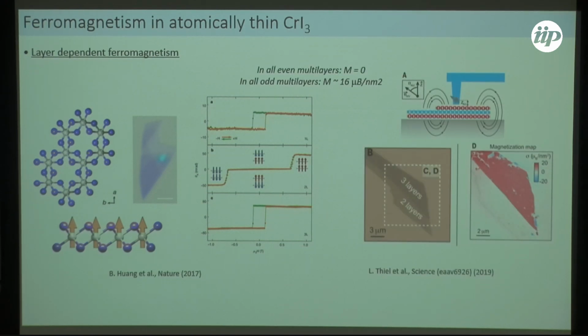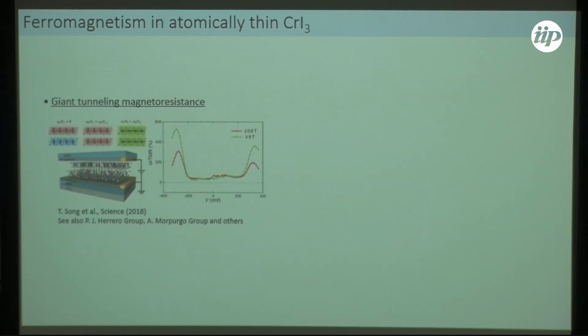These results were also confirmed by single spin microscopy by a group in Basel in collaboration with Morpurgo. Basically, what they saw is that all even multilayers have zero magnetization. In the odd layers, 1, 3, 5 layers, they have roughly around 16 Bohr magneton per nanometer square. This is quite interesting because now you have a material system which is layer-dependent magnetic. And since it's also ultra thin, you can modulate the magnetism with the electric field. There have been very nice TMR measurements.